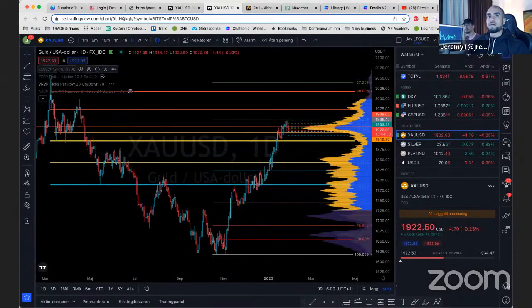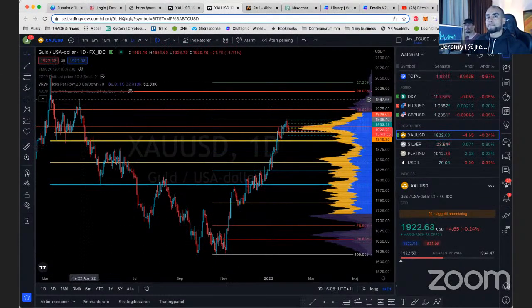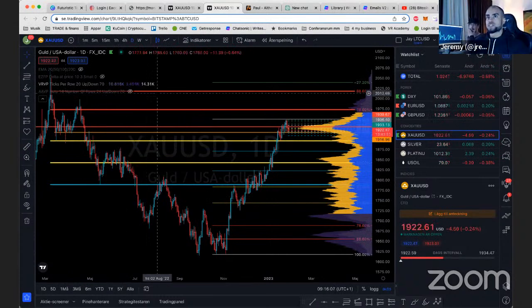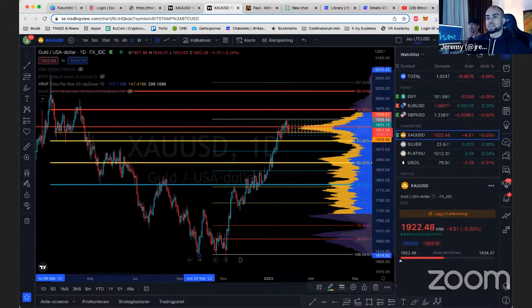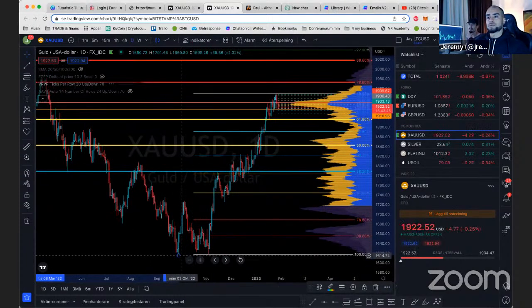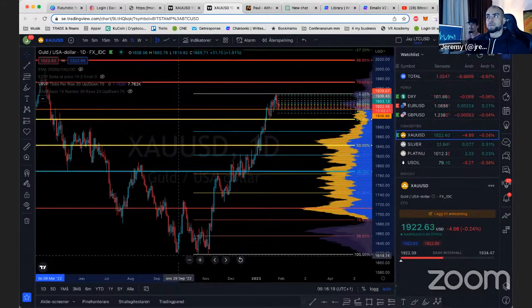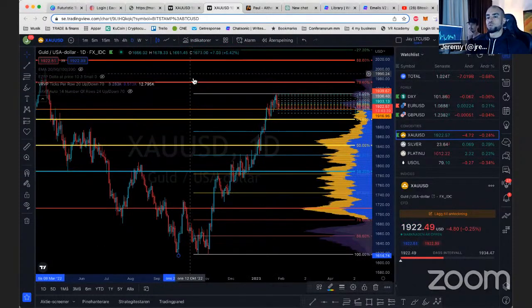So we got from this top here to this bottom here, that's a swing, and we got this Fibonacci, these levels that you guys see here. And this red zone that you see here is a big, big supply zone. There's a lot of supply. There's a lot of orders that have been sold here.